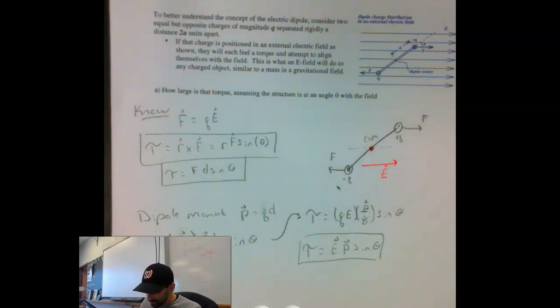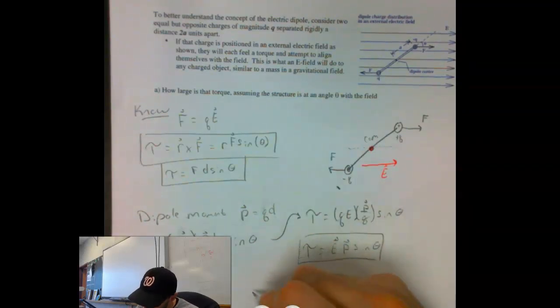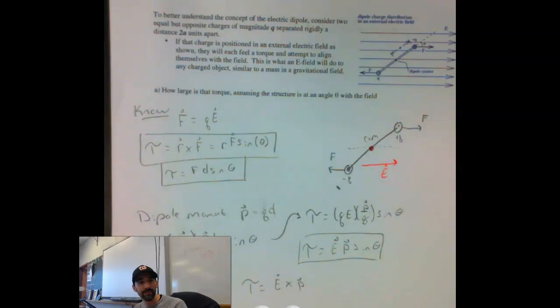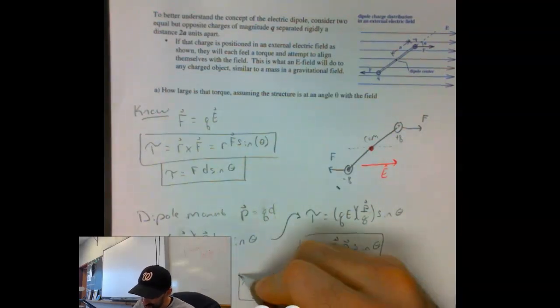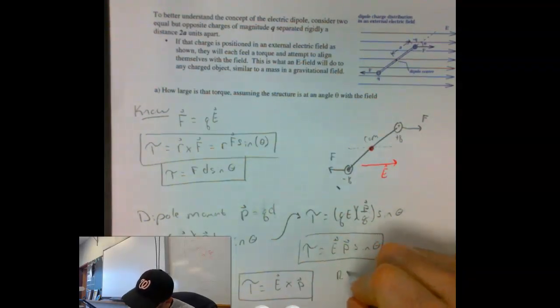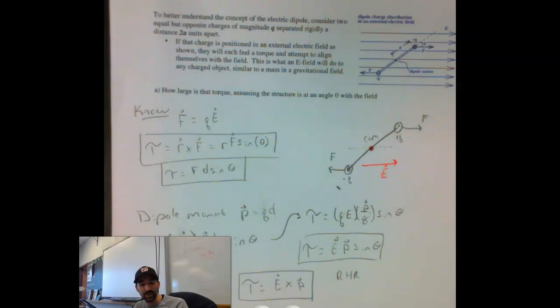Now, we can also rearrange this and say, wait a second, this is my electric field, this is my dipole moment, this is a sine, which means my general form, torque, should be my electric field cross my dipole moment. Hey, that could be something powerful to know. And then to figure out our directions, we have to use our right-hand rule, just like we did for any torque. We know that that's supposed to be a positive, that's a negative.